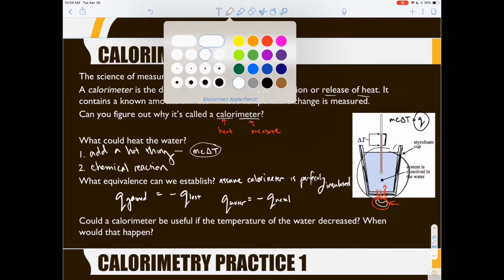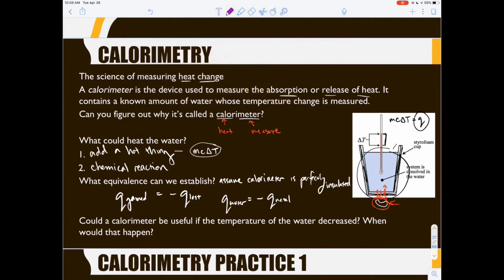And one way to think about that negative sign is if we're thinking about this in terms of mcΔT, we can't just write mcΔT equals mcΔT, because mass and specific heat are always positive.